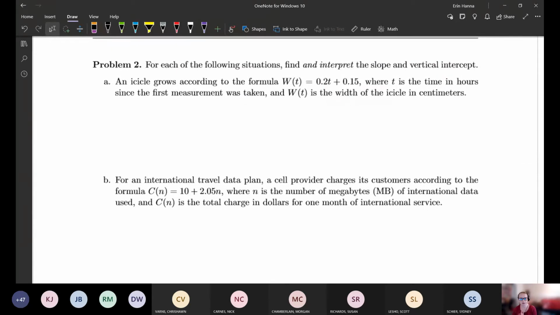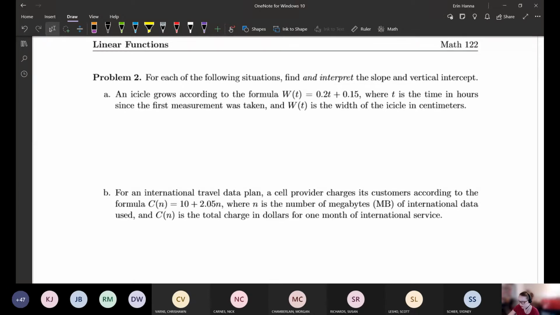So we want to look at, for each of the following situations, find and interpret the slope and vertical intercept. So for our first one, we have an icicle grows according to the formula 0.2 t plus 0.15, where t is the time in hours since the first measurement was taken, and w of t is the width of the icicle in centimeters. So remember, when we introduced linear functions the other day, we have this y equals mx plus b format, where the m is the slope and the b is the y-intercept.